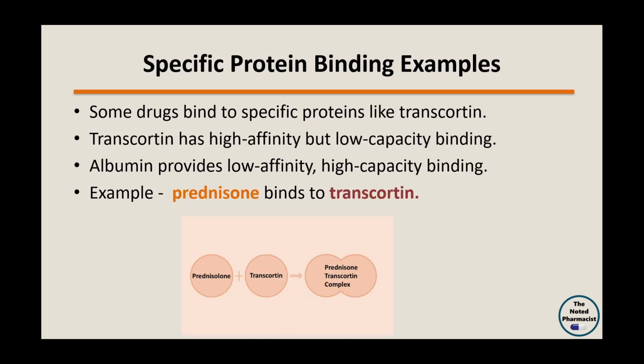Certain hormones, such as prednisone, bind to specific proteins like transcortin, leading to dose-dependent pharmacokinetics. Transcortin has a high binding affinity but low capacity, creating a nonlinear binding effect, while albumin provides a high-capacity, low-affinity binding alternative.